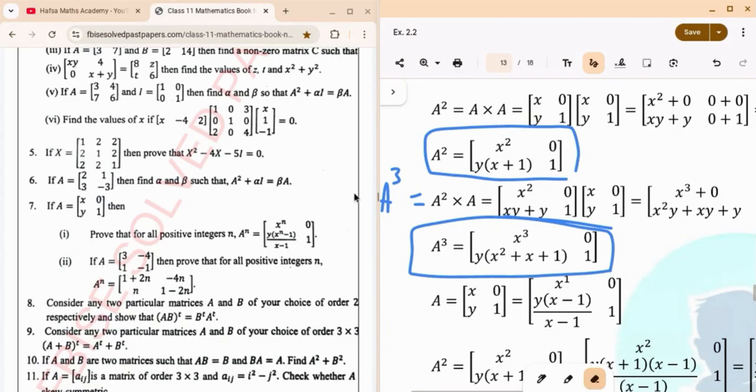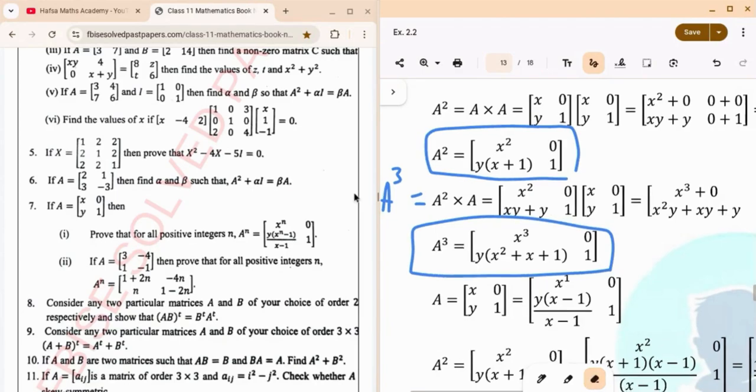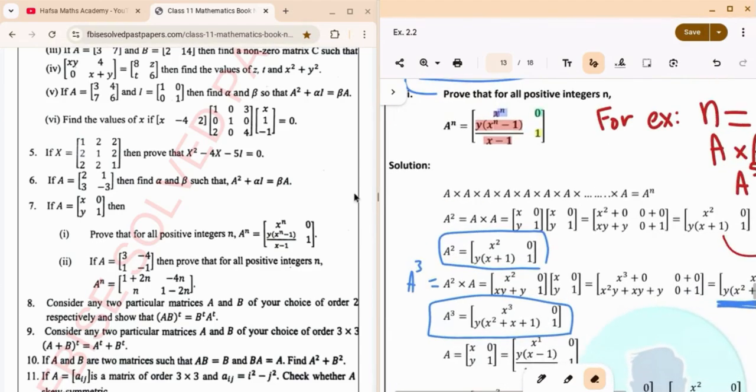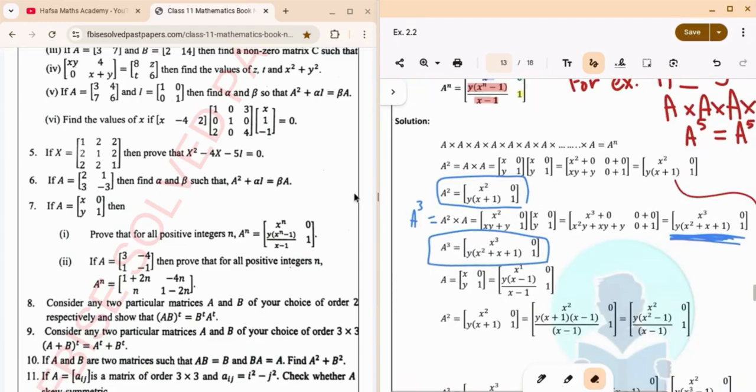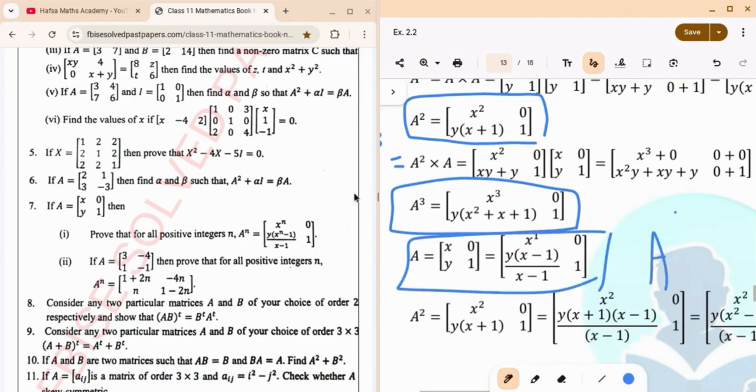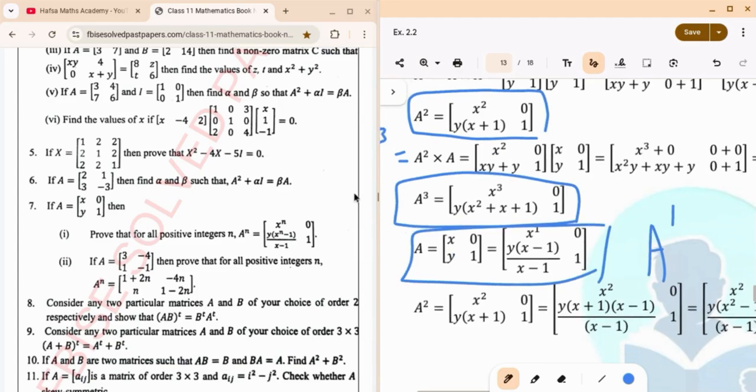Let me just erase that. Again, proving that no matter what positive integer we use, it is complying with the original formula that they gave us. Okay, and then this is just a simple version of a raised to the power of 1. But of course, we don't need to solve that because it's just the exact same thing.